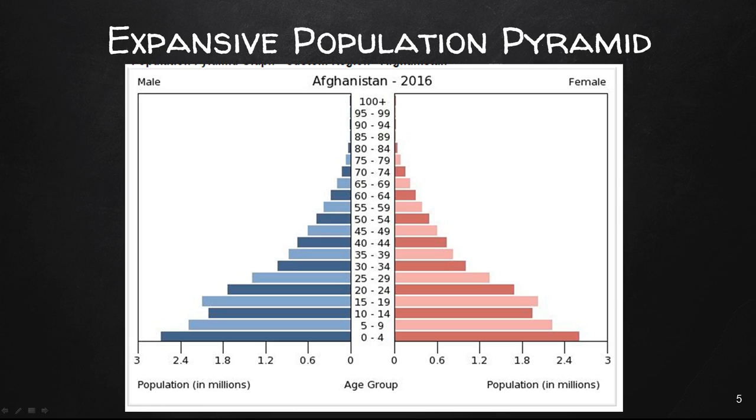Furthermore, there are very few elderly people due to high death rates due to poor medical care, nutrition, and war, just to name a few. Generally speaking, an expansive population is characteristic of a lower standard of living.